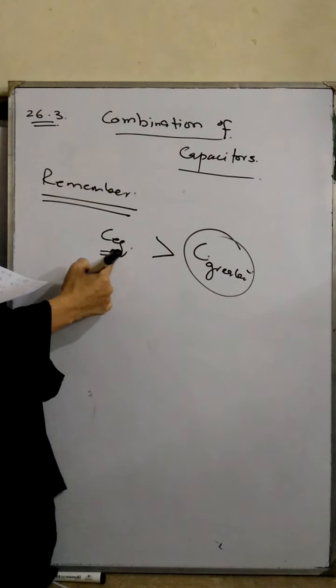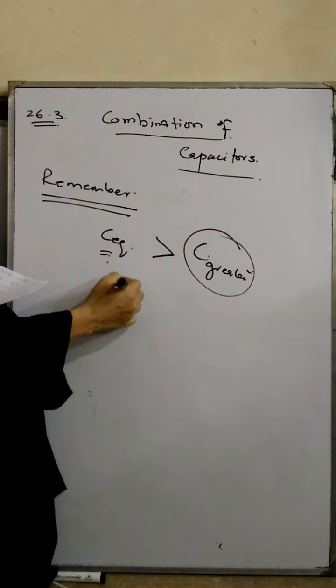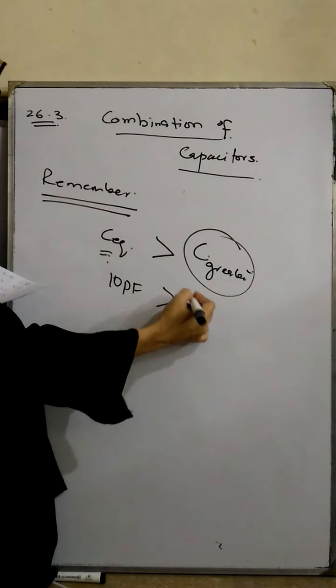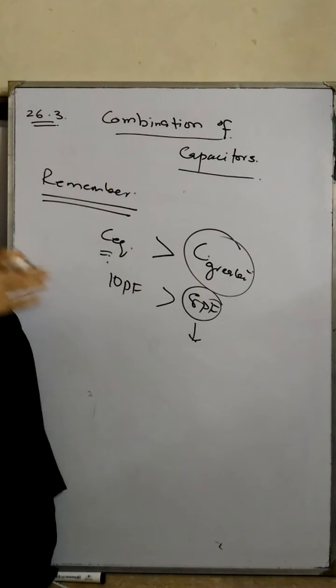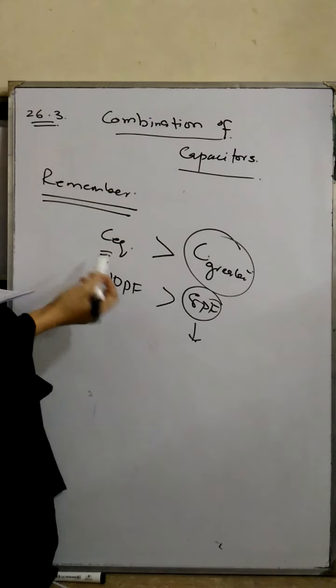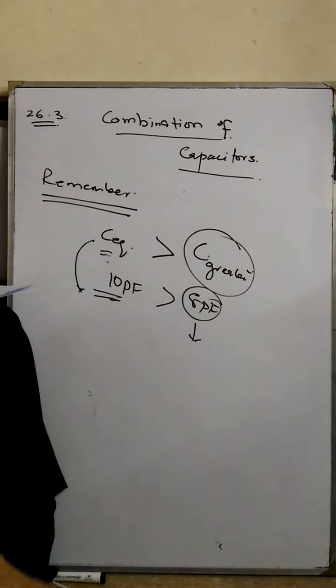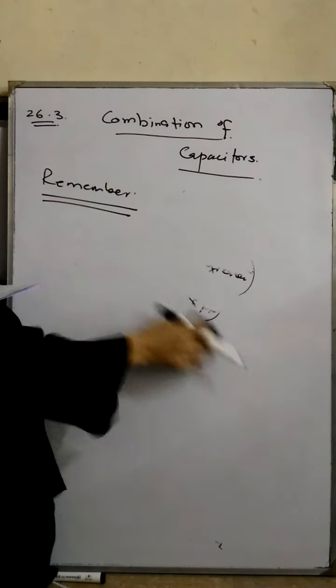So suppose if I am getting the equivalent capacitance equal to 10 picofarad, then it must be greater than 8 picofarad, and 8 picofarad is the greatest capacitor which is present in the circuit where the capacitors are connected in parallel to one another. So it's a check whether the answer you are getting after solving the problem is right or incorrect. So it's just a check.